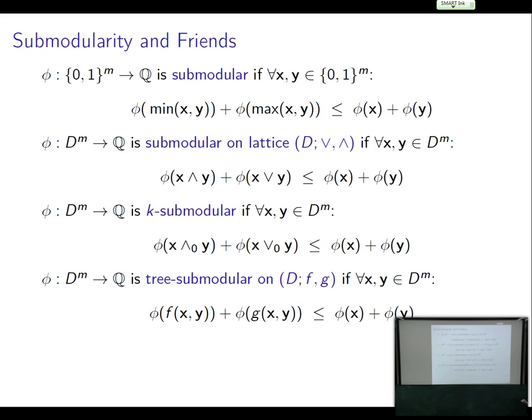Or tree-submodular. I'm not sure whether you've heard of tree-submodular, but there's a concept from a few years ago used by Kolmogorov, where the underlying structure is a tree, and the meet and join operations are the two midpoints on the unique path between two vertices in the tree. All these are tractable just using the fact that the operation and the definition are semilattice operations.